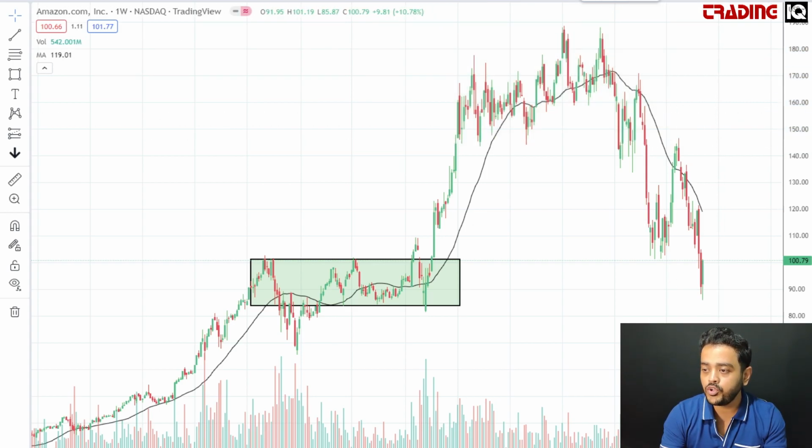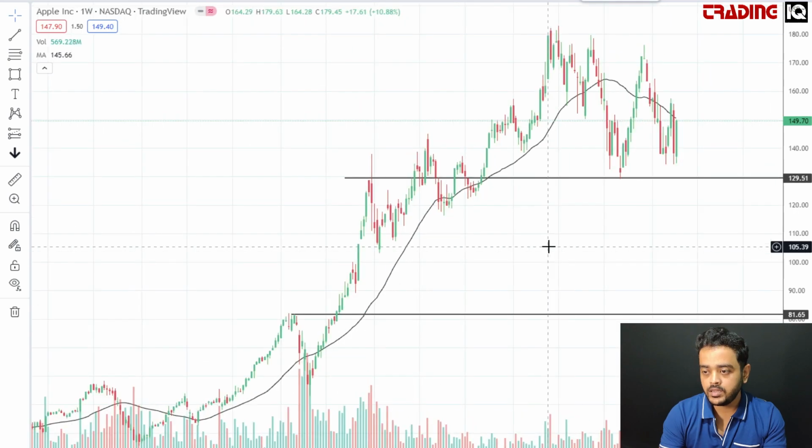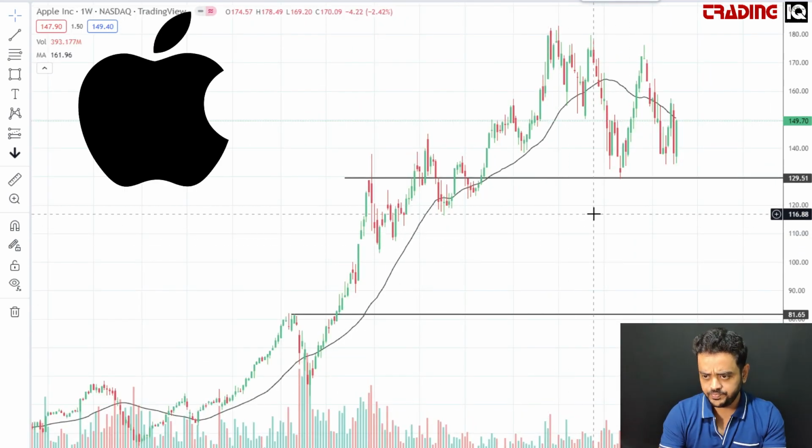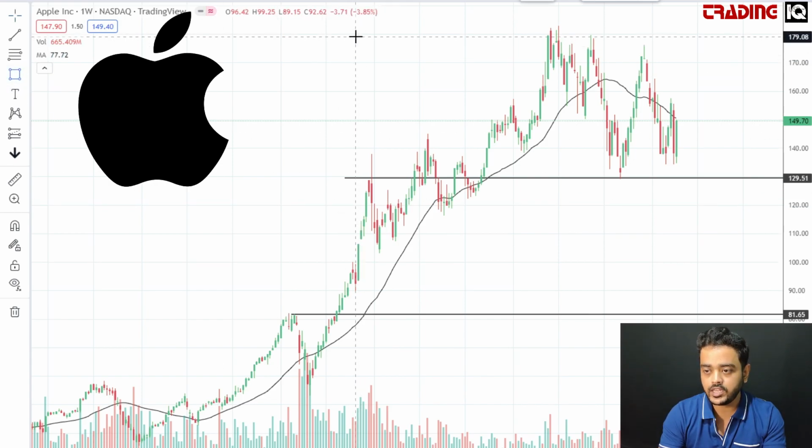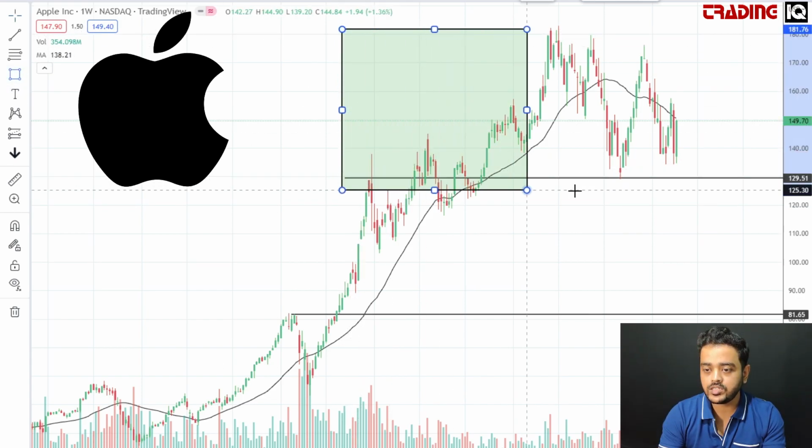And if I show you the other stocks, Apple. Now Apple is stronger than Amazon. It is in stage 3. It is a long stage 3.